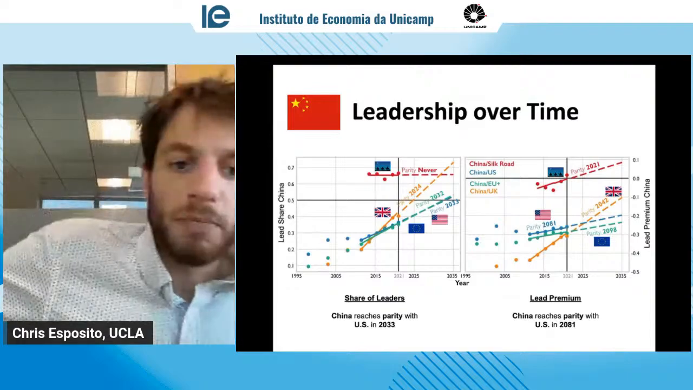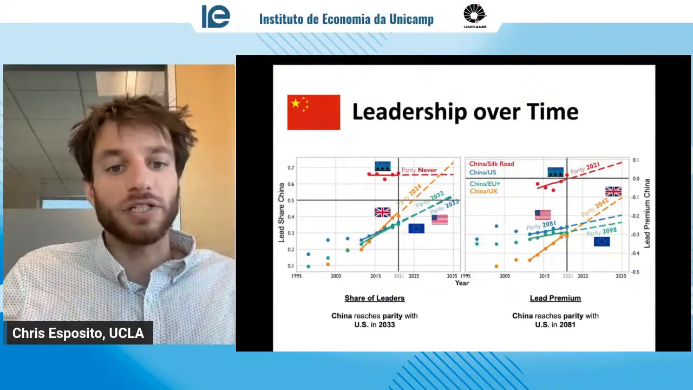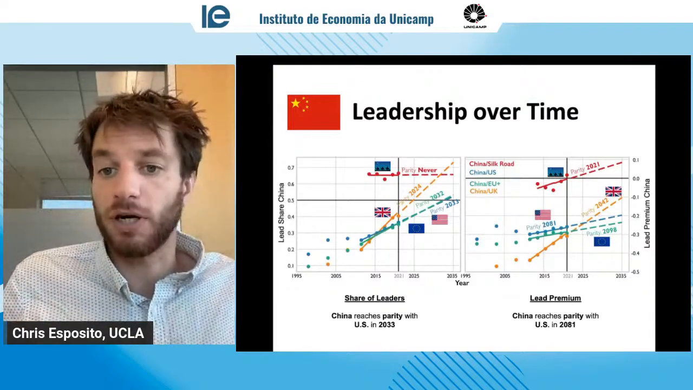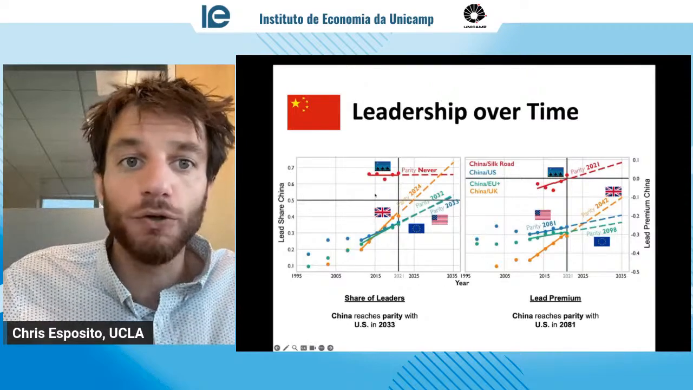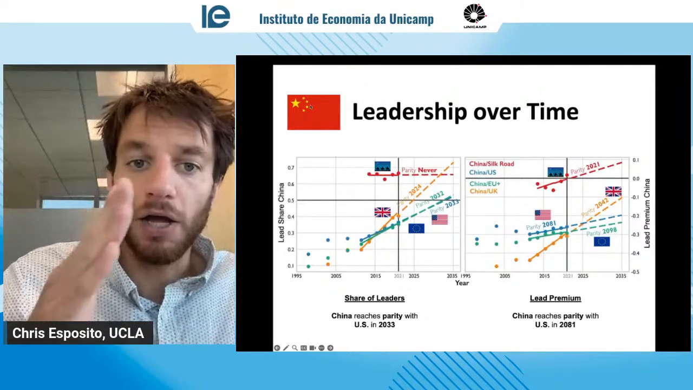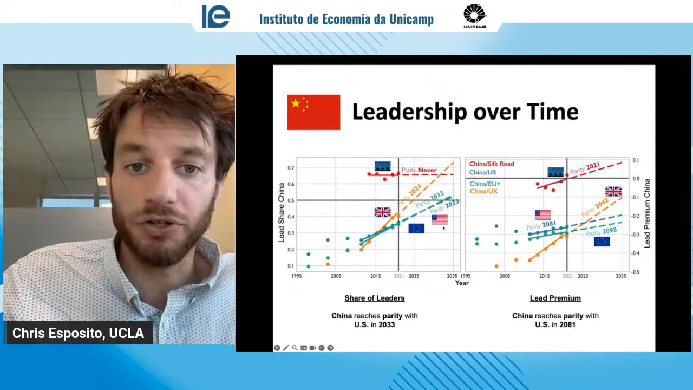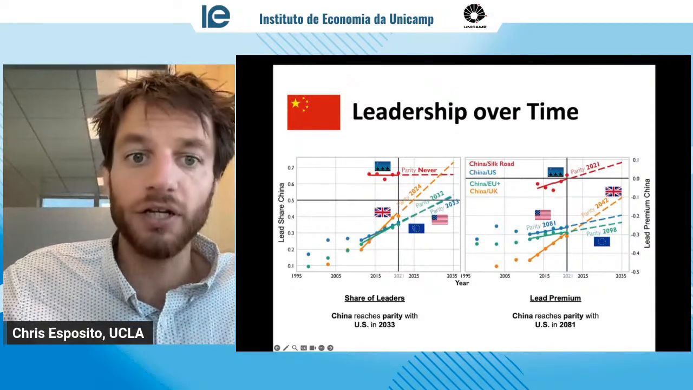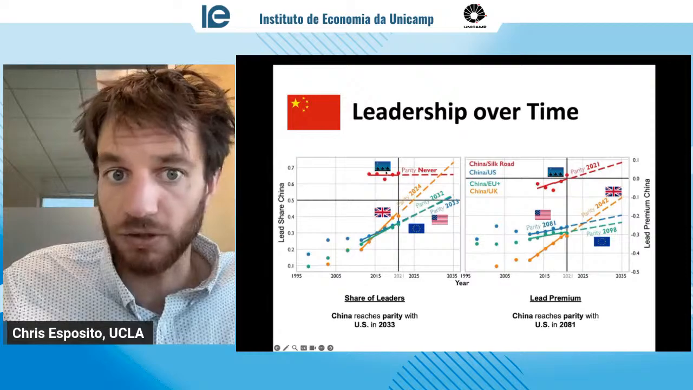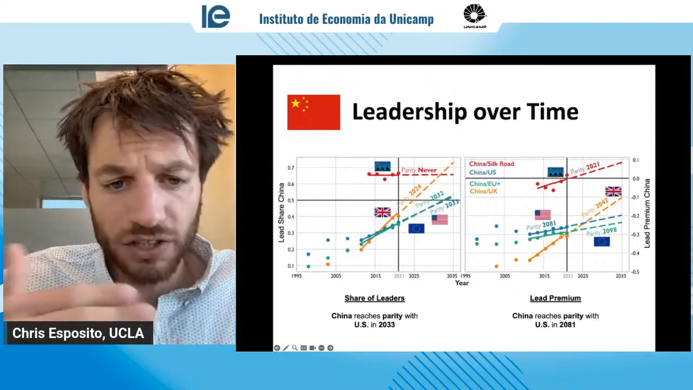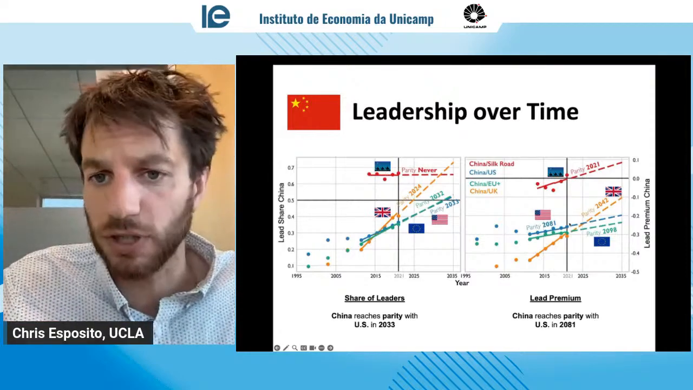So with these two measures, we're able to plot the dynamics of the share of leaders and the lead premium across time. That's what we do for China in bilateral collaborations with the United States, the European Union, the United Kingdom, and the Silk Road in these figures. The share of leaders is shown on the left, the lead premium is shown on the right.